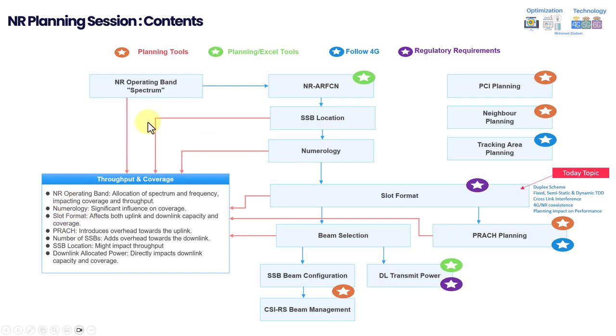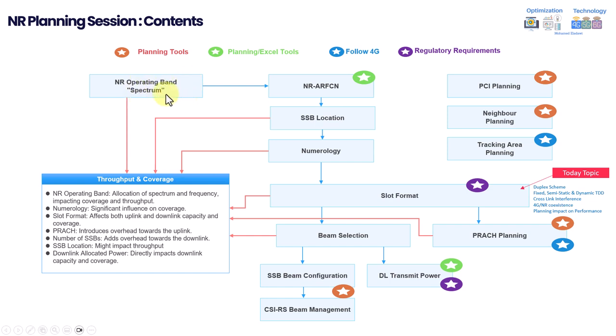As you can see here, this is the main content which we are trying to cover in the upcoming videos. The first part is the NR operating band spectrum. I will give you a brief introduction about what kinds of bands are available in NR, and the differences between low band and mid band. For example, we know that low band can be used for coverage purposes, while mid band and high band can be used for capacity and so on.